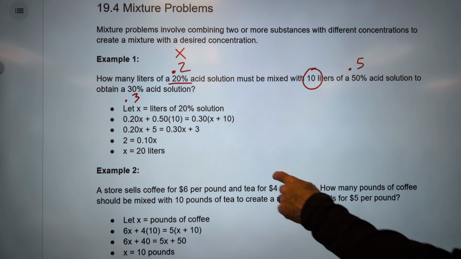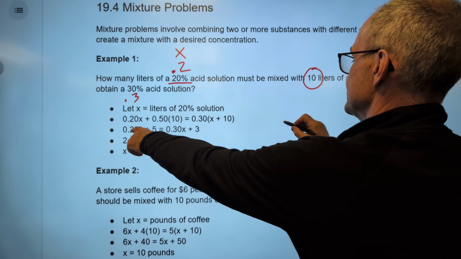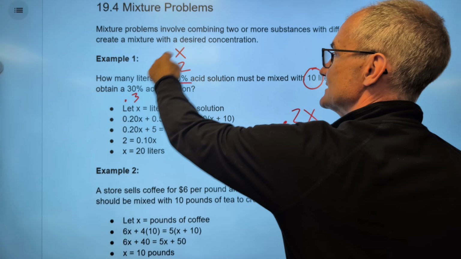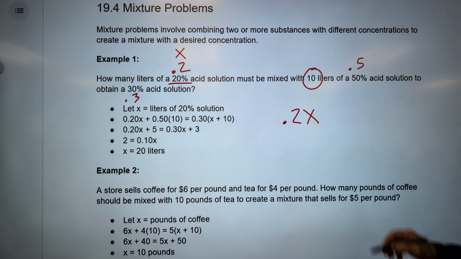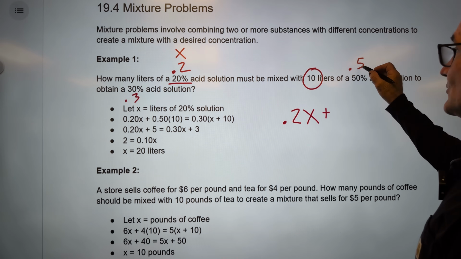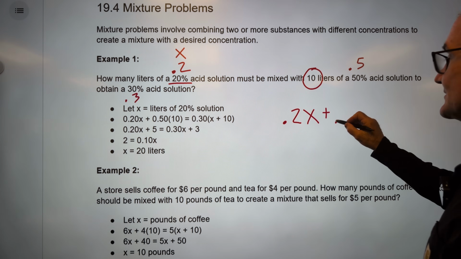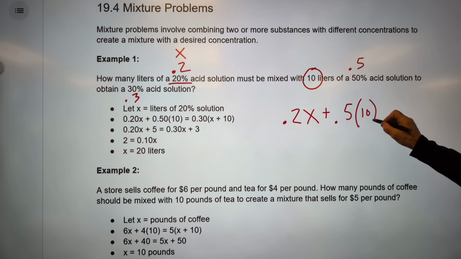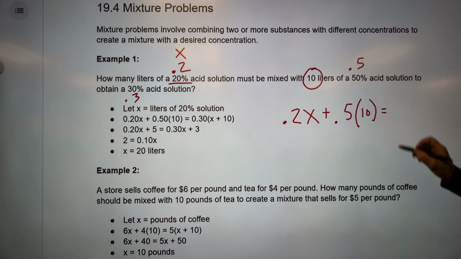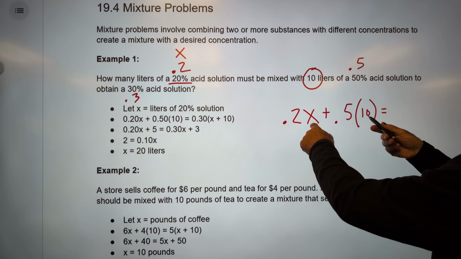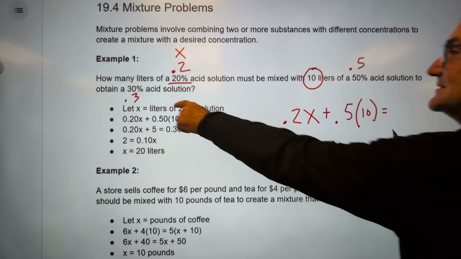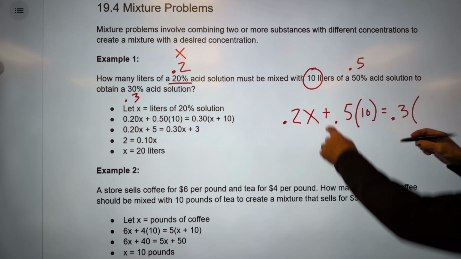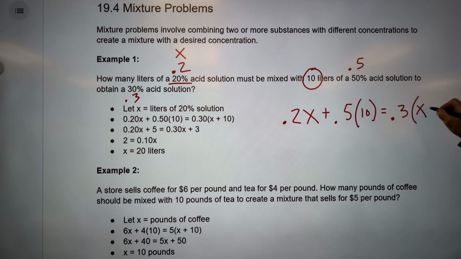And then what we want to do there is we are saying 0.2 of whatever that is. It's saying how many, so that's where the X comes from, plus 0.5 of 10, so we have 0.5 times that 10, and that is going to be equal to the amount here and the amount here times that 30%. So that's equal to 0.3 times the amount here and here, x plus 10.